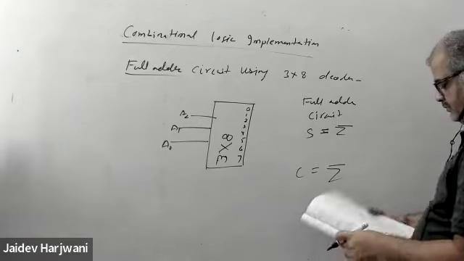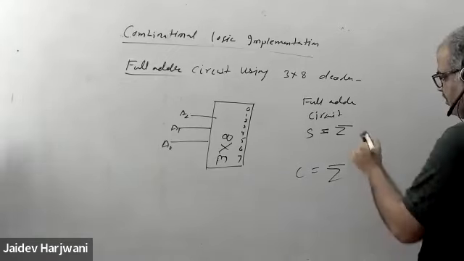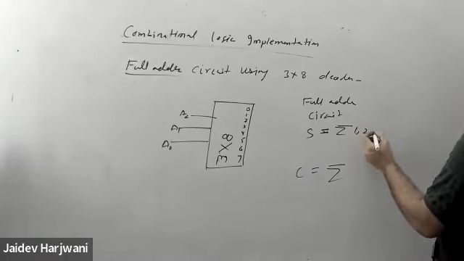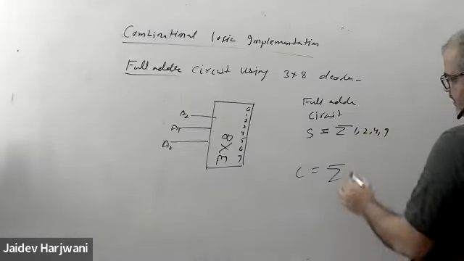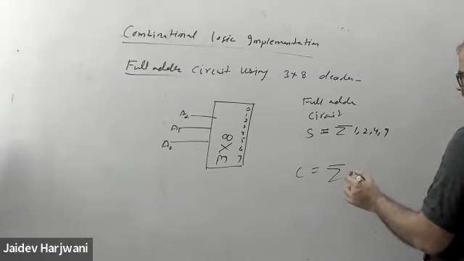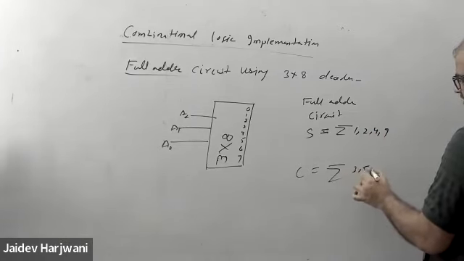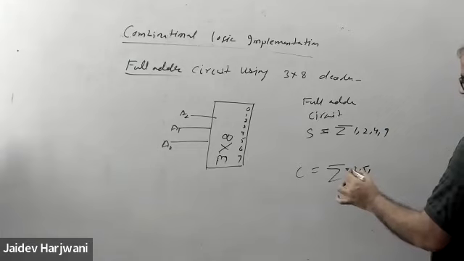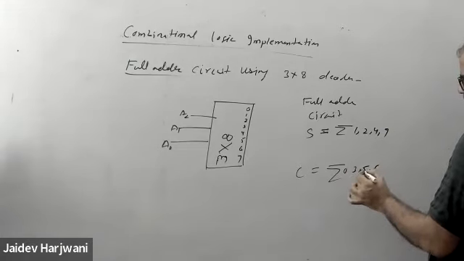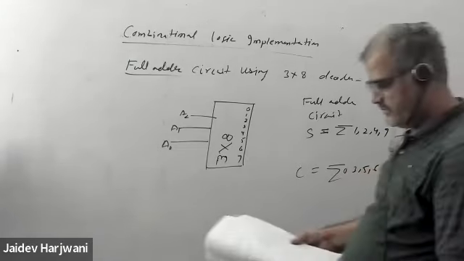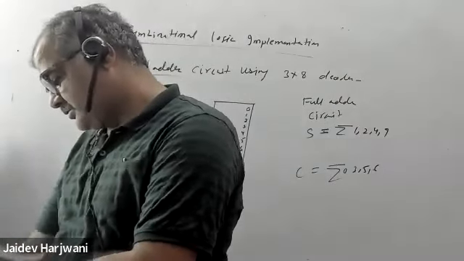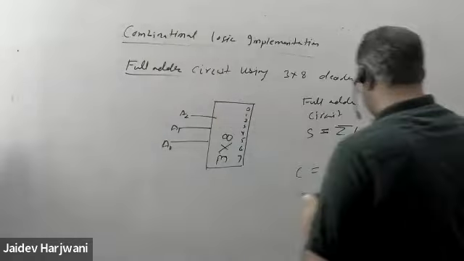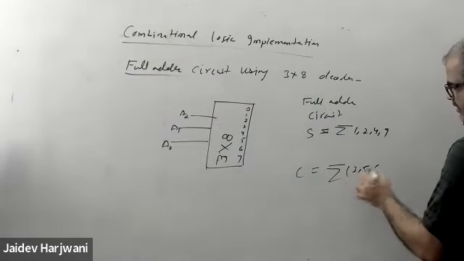The minterms for sum are 1, 2, 4, 7. Very good. And here for carry, the minterms are 3, 5, 6, 7. Is 0 there? No, sir, 0 is not there. Let me check: 3, 5, 6, 7.